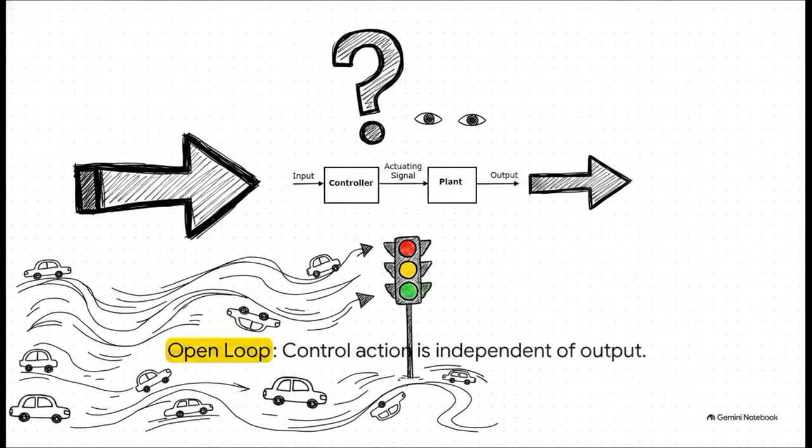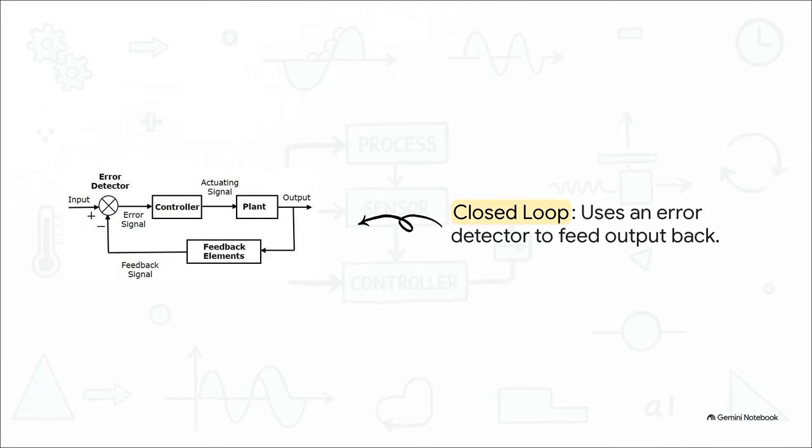It's exactly like a basic traffic light on a strict timer. It just runs its sequence over and over, totally ignoring whether there's a massive traffic jam or absolutely no cars at all. Now enter our hero, the closed-loop system.